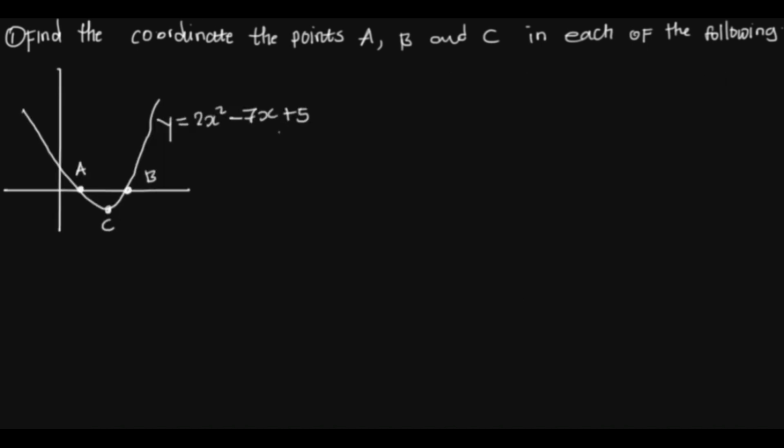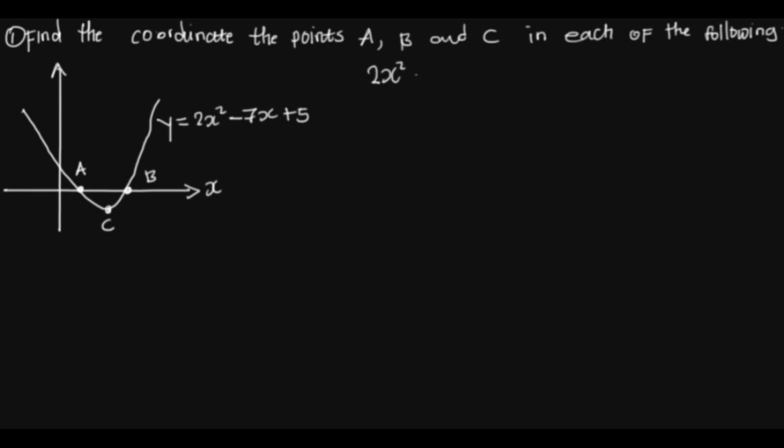Okay, so now we move on to question B. Even in this question, we are trying to find the coordinates of A, B, and C. We can see that the points A and B indicate the x-intercepts, and C is just the turning point of this parabola. So we are going to first find the x coordinates for points A and B. Let's write our original equation.